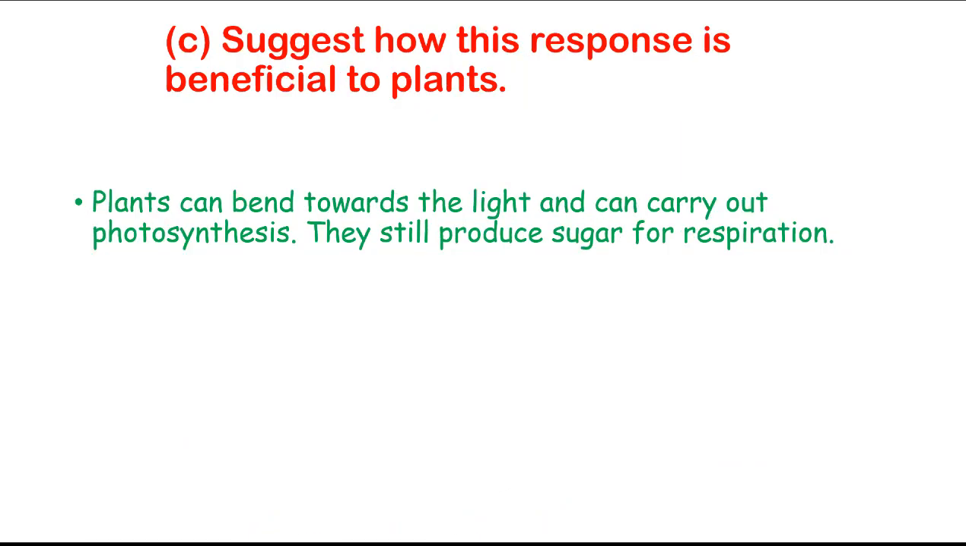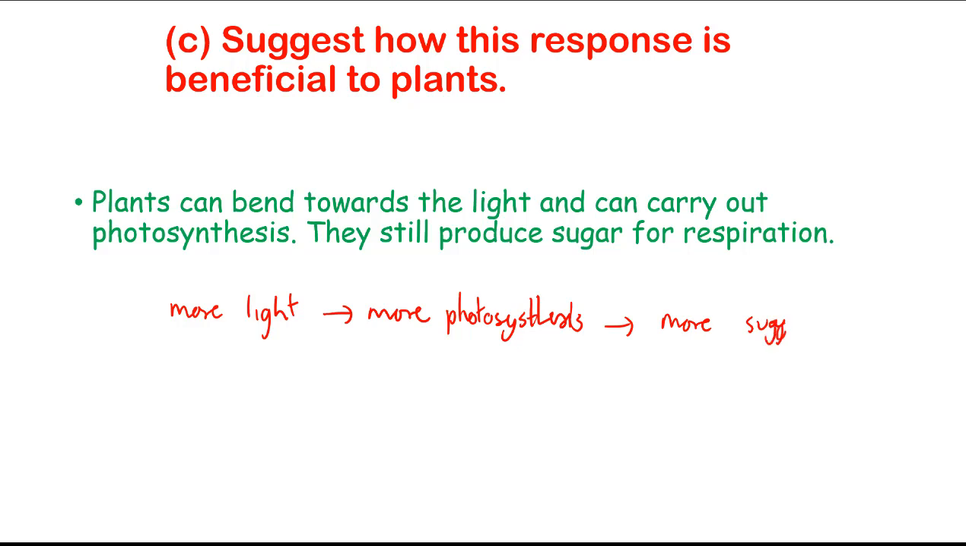Now, why is this beneficial to plants? Because if they get more light, they can get more photosynthesis, which means they can have more sugar for respiration. And if they can carry out more photosynthesis, it means there can be more growth taking place.